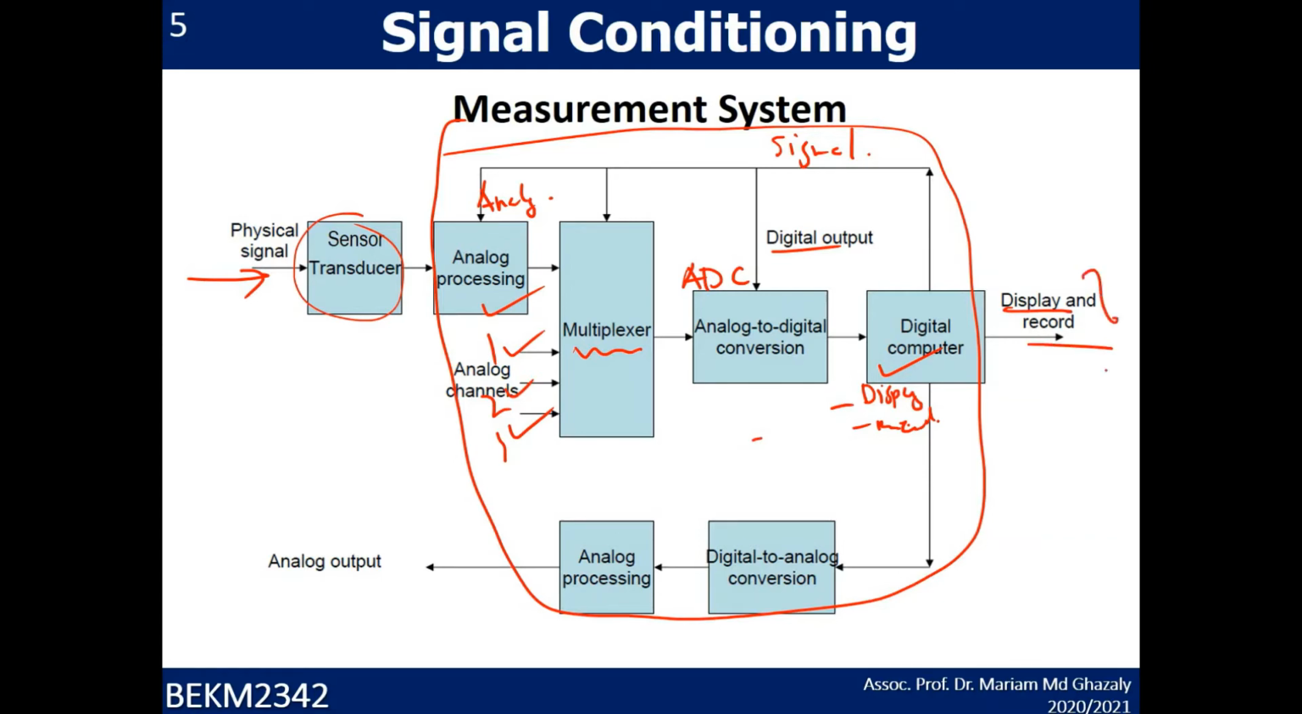This is where you can directly look at the graph, or if the data is required to be processed for the next control process, you may want to convert it back from digital to analog. So it is going to give feedback to the system.